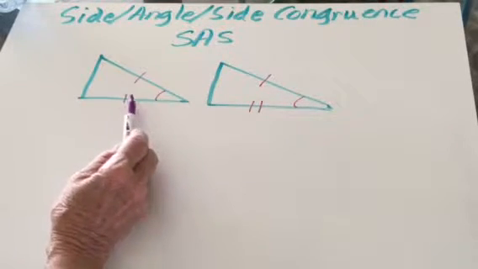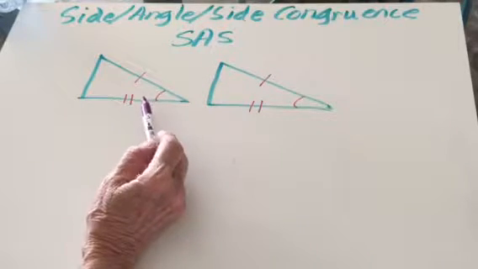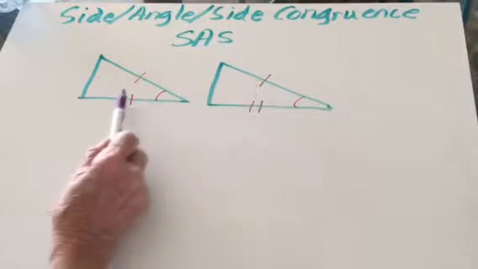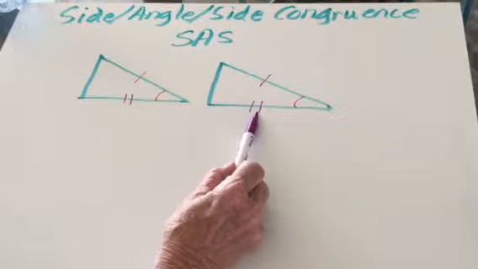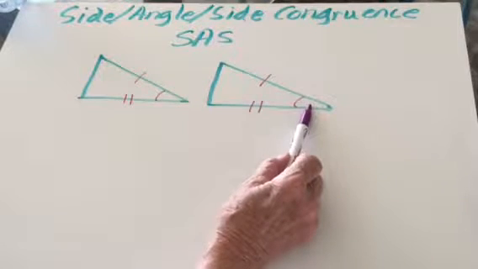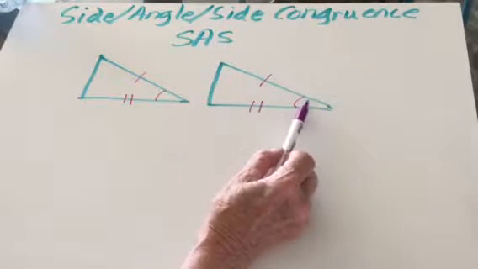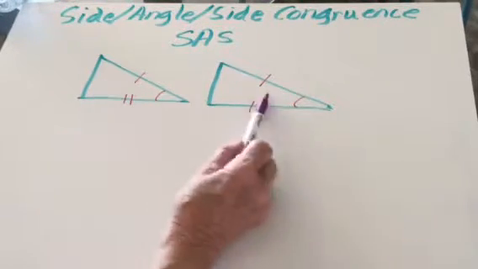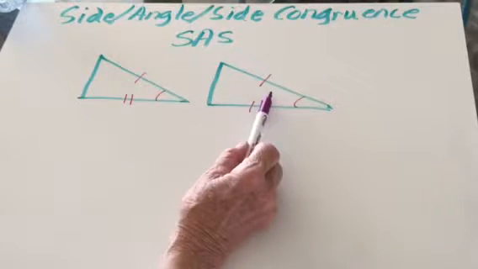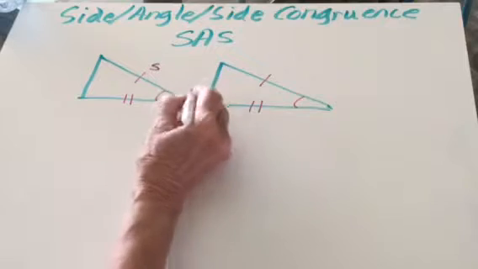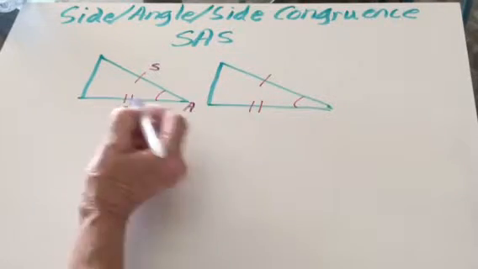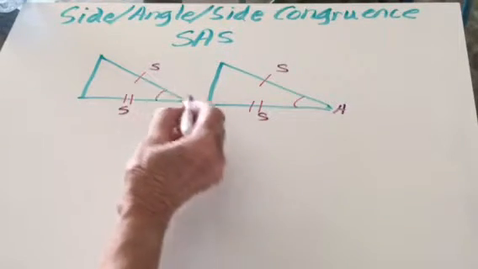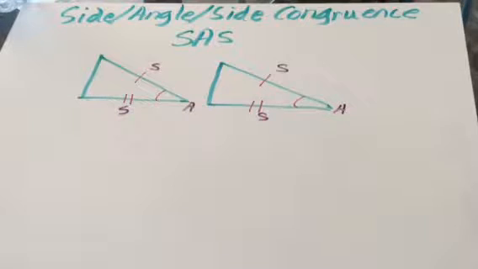Now, this is what this theorem is saying. If you have a triangle that has two sides that are exactly the same size, and one angle that is exactly the same, and it's an included angle, then the two triangles are congruent by side, angle, side. Side, angle, side. We call it SAS. Okay?